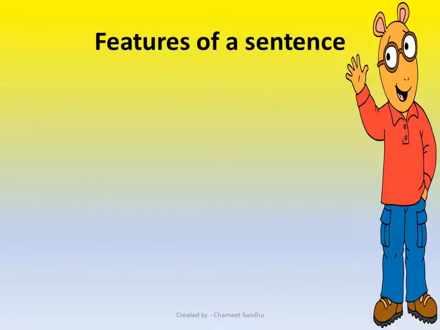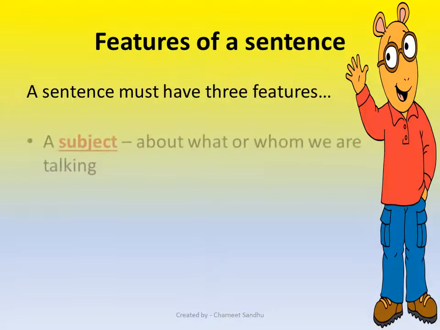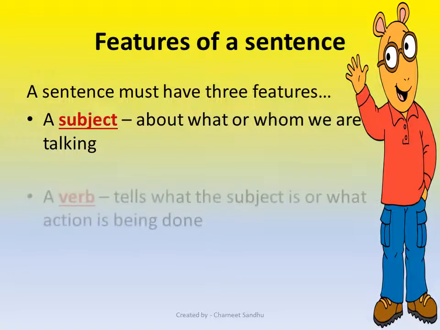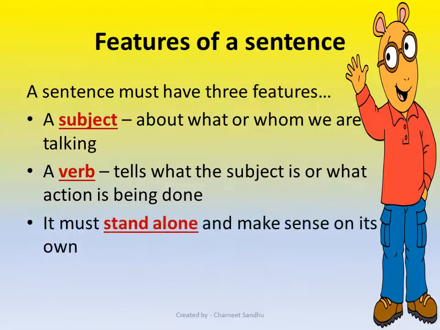Features of a sentence. A sentence must have three features. A subject. What is a subject? About what or whom we are talking. A verb. A verb tells what the subject is or what action is being done. The third and the most important feature of a sentence is that it must stand alone and make sense on its own.